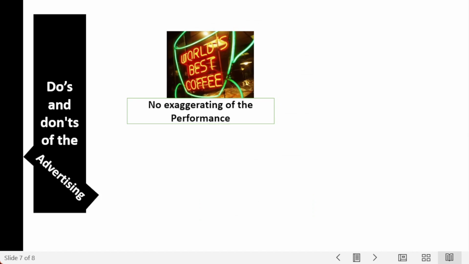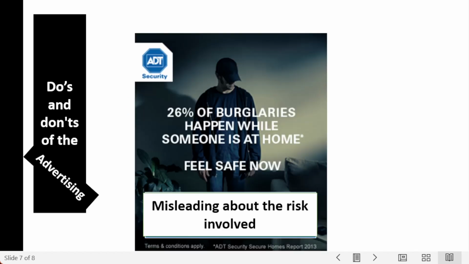Anyone who makes exaggeration of the performance, like world's best coffee, now that's again something which cannot be verified. That should not be done by the advertisers. Now this is something which is very serious, that advertisers try to convince the consumers that if the service or the product is not bought, purchased, then they would be under a kind of risk, disadvantage. So there they are trying to create a fear in the minds of the people to sell the product.